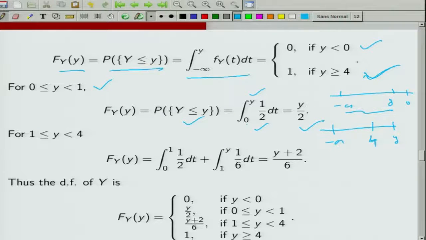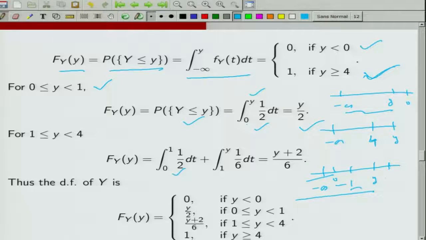Now if y is between 1 to 4, that means you have to integrate the PDF from minus infinity, 1 is over here and y. That means you have to integrate the PDF in this range. But the PDF in the range minus infinity to 0 is 0, so that will contribute 0. Then you have to integrate from 0 to 1. From 0 to 1 the PDF is half.